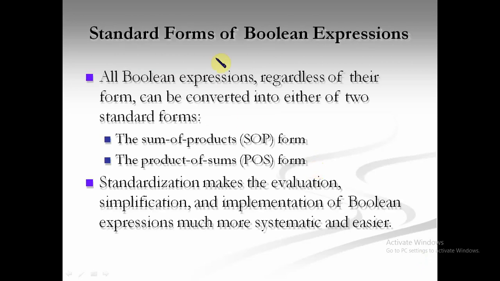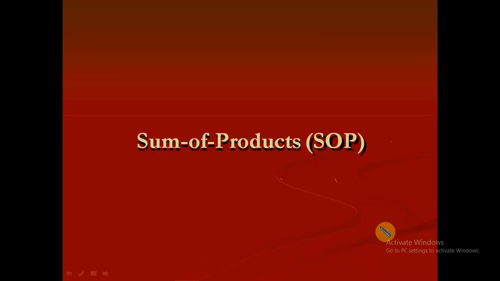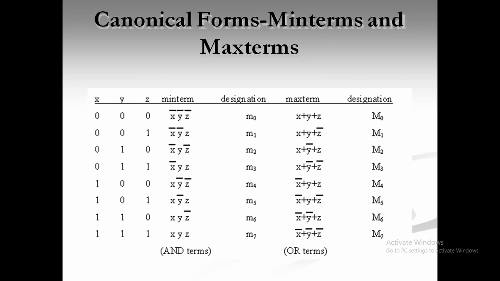Here are given details of standard forms of Boolean expression, that is the SOP and POS form. Non-standard forms will be converted to standard forms, that is the SOP form and POS form. SOP means sum of products and POS is the product of sums. It makes evaluation, simplification and implementation of Boolean expressions much more systematic and easier. We go stepwise.